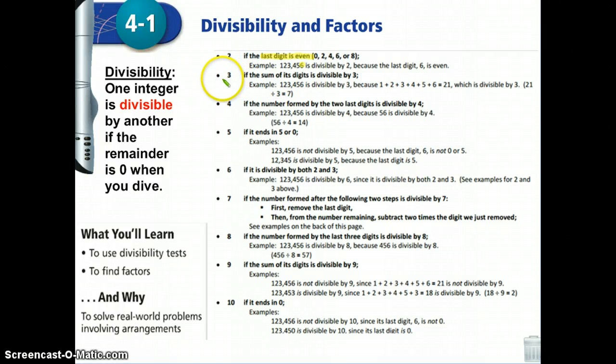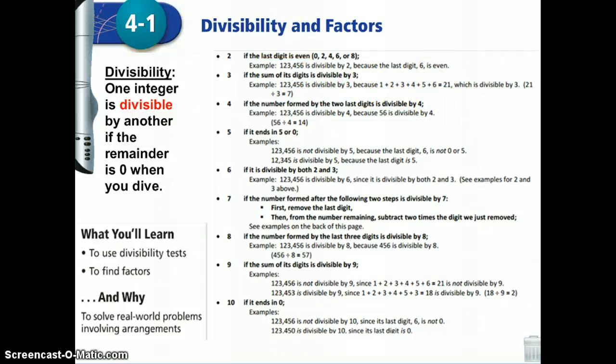The number 3. If the sum of its digits is divisible by 3, what that means is if you have a number like 123,456, I know if this is divisible by 3 if I add up all its digits. So if I add together 1, 2, 3, 4, 5, and 6, that comes out to be 21. Is 21 divisible by 3? Yes, it is, because it's 7. So that means it would be divisible by 3.